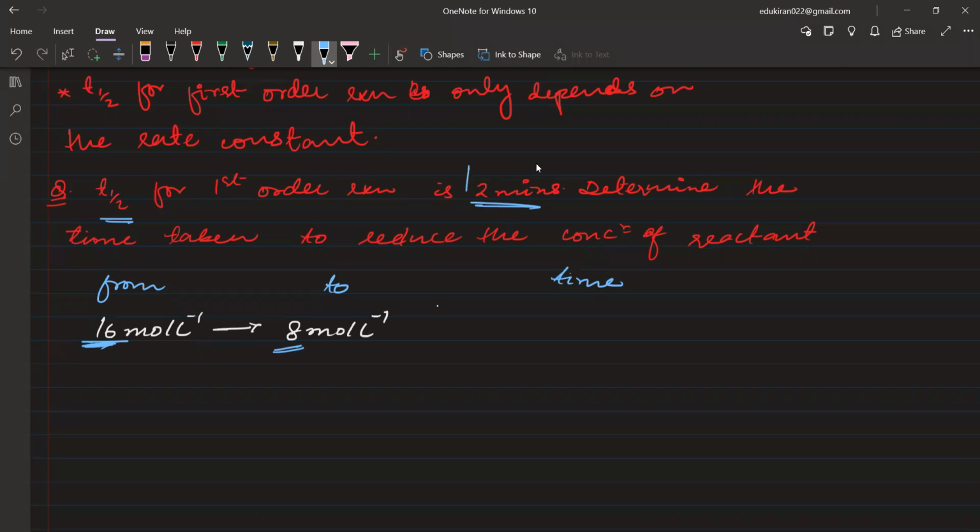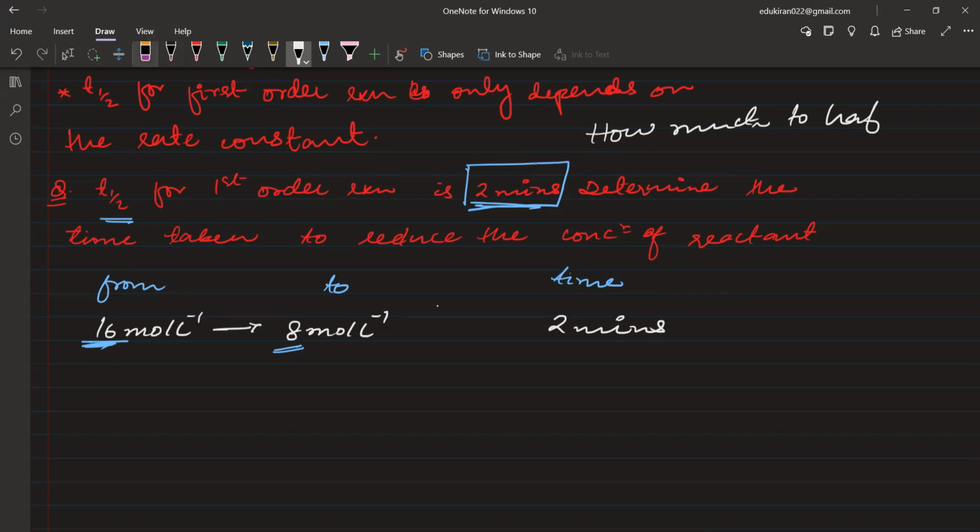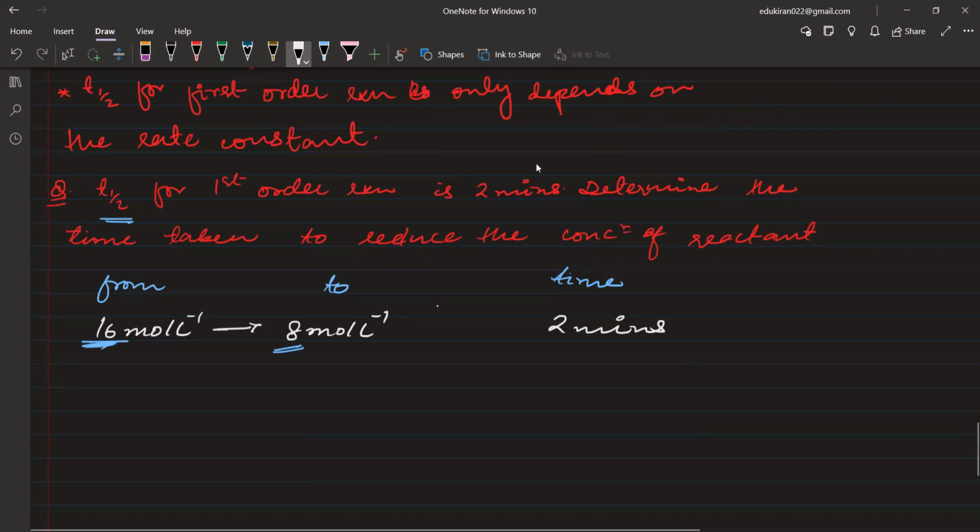So how much time is it taking to half the reactant? Tell me. जो T half क्या दिया हुआ है बताइए? How much time does it take to half the reactant? 2 minutes ना? यहाँ पे भी तो half ही कर रहे हैं, so it will take 2 minutes only. क्या दिक्कत है इसमें? All of you got this? Yes or no? Please tell me, guys.